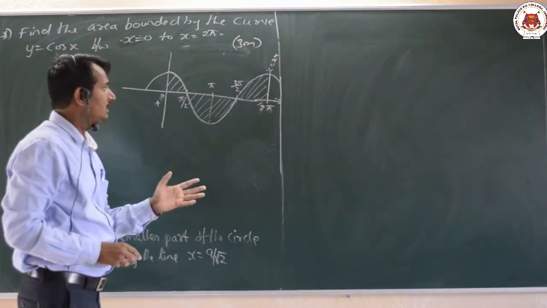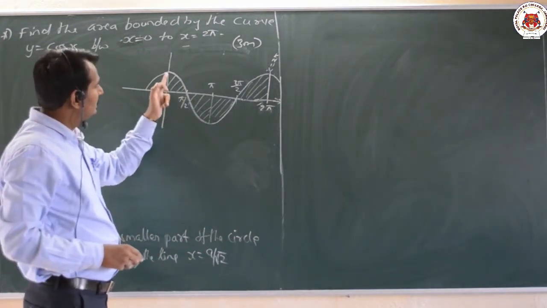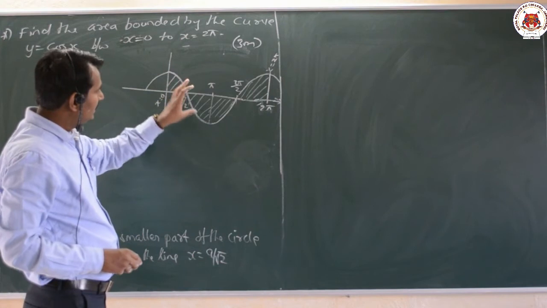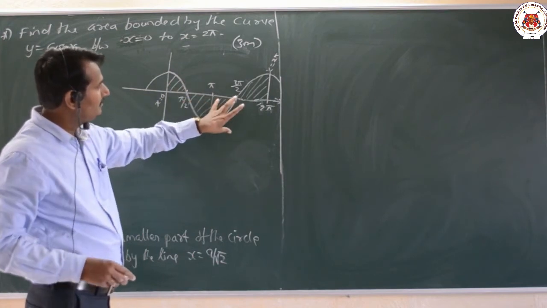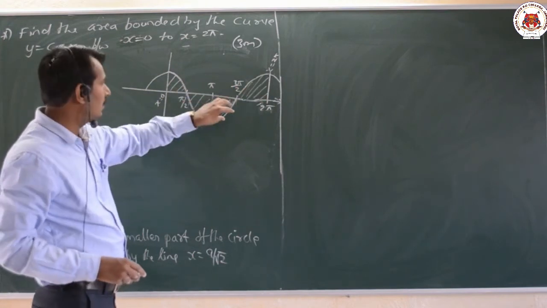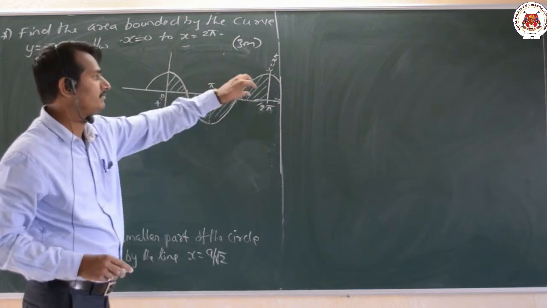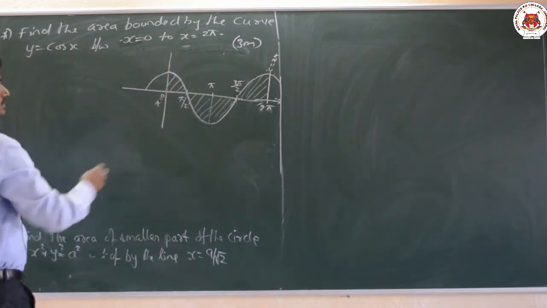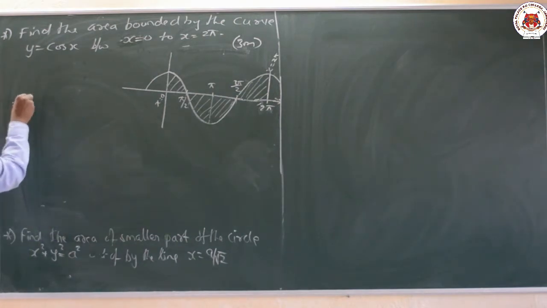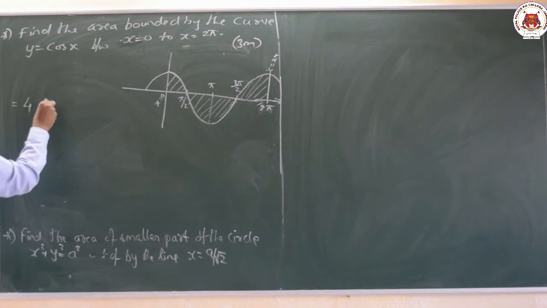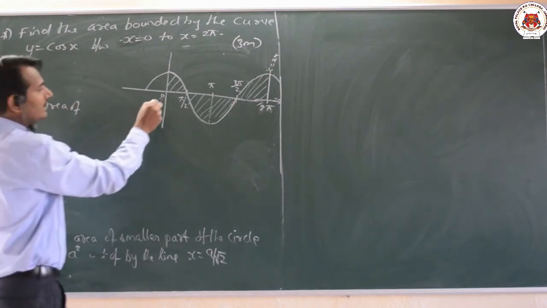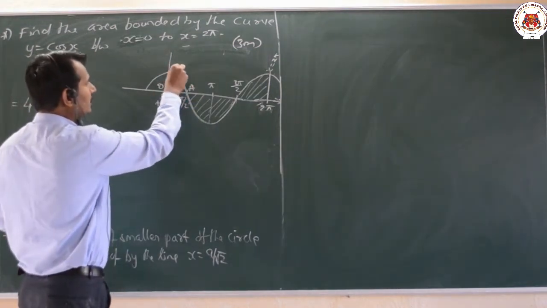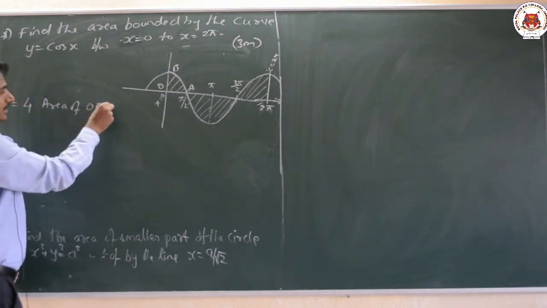Instead of that, we know that from 0 to pi by 2, pi by 2 to pi, pi to 3 pi by 2, and 3 pi by 2 to 2 pi, all these 4 areas will be the same. So therefore, this whole region is nothing but 4 into the integral, the area of OAB.